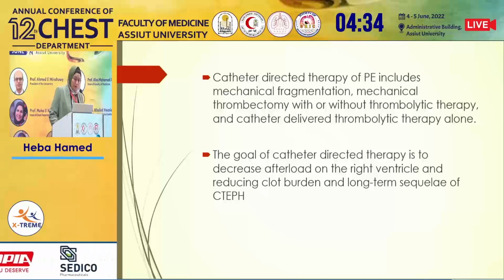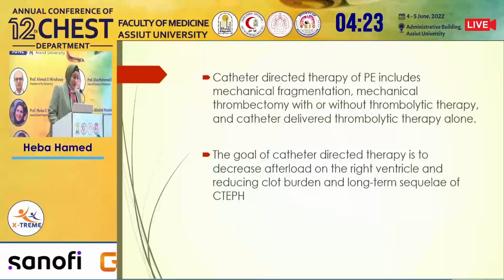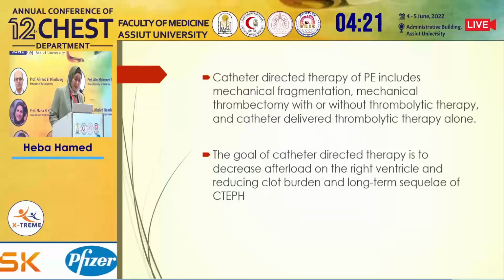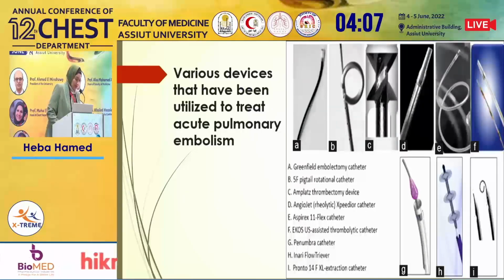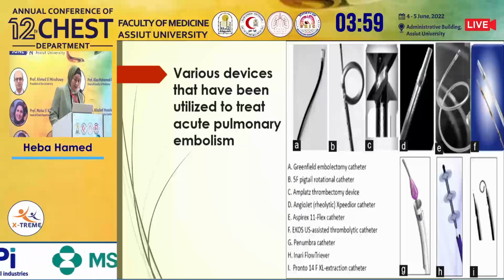Catheter-directed therapy of PE includes mechanical fragmentation or mechanical thrombectomy with or without thrombolytic therapy, and catheter-delivered thrombolytic therapy alone. The goal of catheter-directed therapy is to decrease afterload on the right ventricle, reducing clot burden and long-term sequelae of CTEPH. Various devices have been utilized to treat acute pulmonary embolism, like the Greenfield catheter, the Pigtail rotational catheter, and the AngioJet, but these are now contraindicated in pulmonary embolism, as are the EKOS, the Penumbra, and the FlowTriever devices.